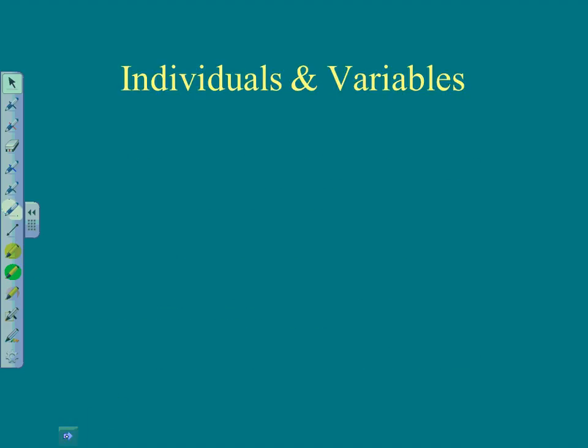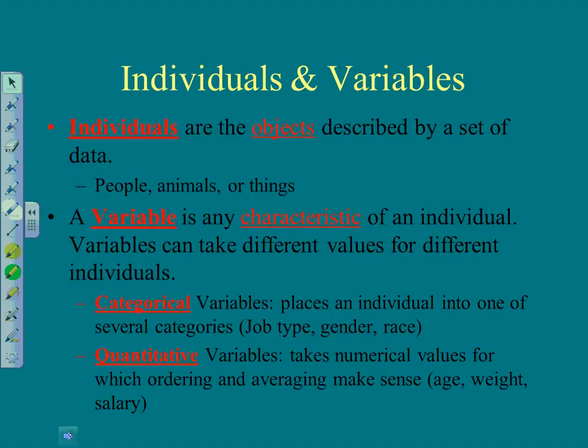Now, first terms we need to know, individuals and variables. Individuals, here's the proper definition. Individuals are the objects described by a set of data. People, animals, or things. Individuals are where the data comes from. It does not have to be people, an animal, or a thing. It could be more of a concept.